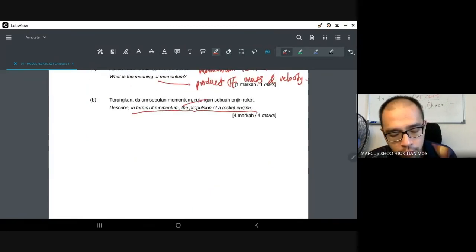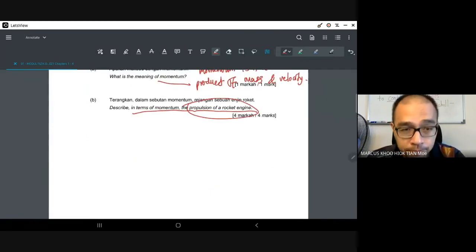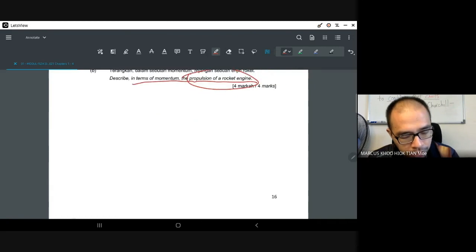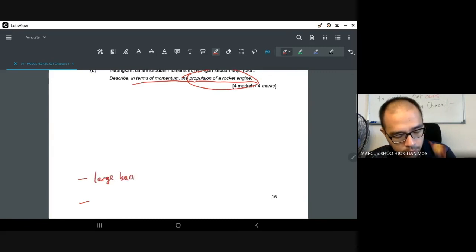So propulsion of rocket engine. Let's talk about the rocket engine. Propulsion of a rocket engine is, I know the third and the fourth point is always the easiest. This produces a momentum backwards that will produce a momentum forwards. That is the third and the fourth point. So we would usually write a large backward momentum is produced.